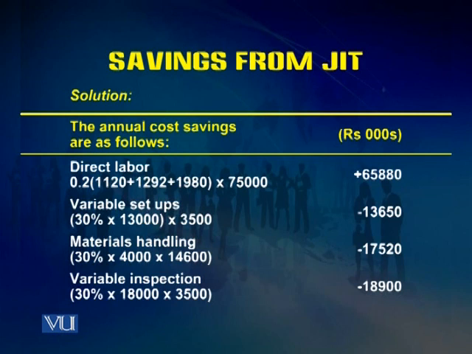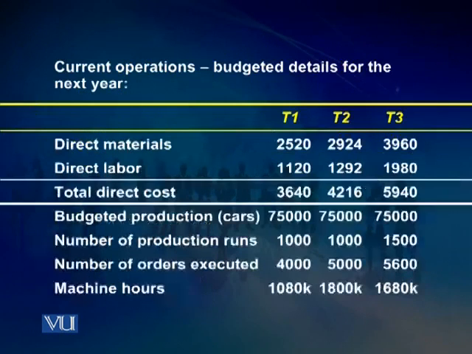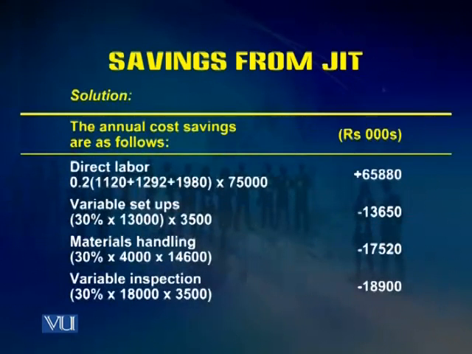And now in the variable setup cost, the cost driver was the production runs. Let's quickly see what are the total number of production runs. When we go back and see on our slide the production runs for each of the three type of cars, we can see production runs are 1,000 for T1, 1,000 for T2, and 1,500 for T3. This is 3,500. So effect on the variable setup cost is 30% decrease in the cost driver rate of 13,000 multiplied by 3,500, the total of the production runs. This is 13.6 million, and that is going to be the cost saving.